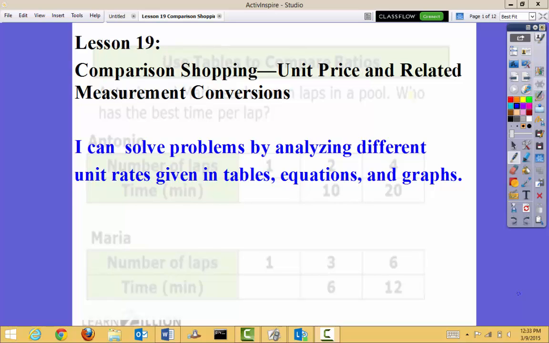So today's lesson is on comparison shopping, so we're going to be using the unit price and related measurement conversions. Our I Can statement is: I can solve problems by analyzing different unit rates given in tables, equations, and graphs.